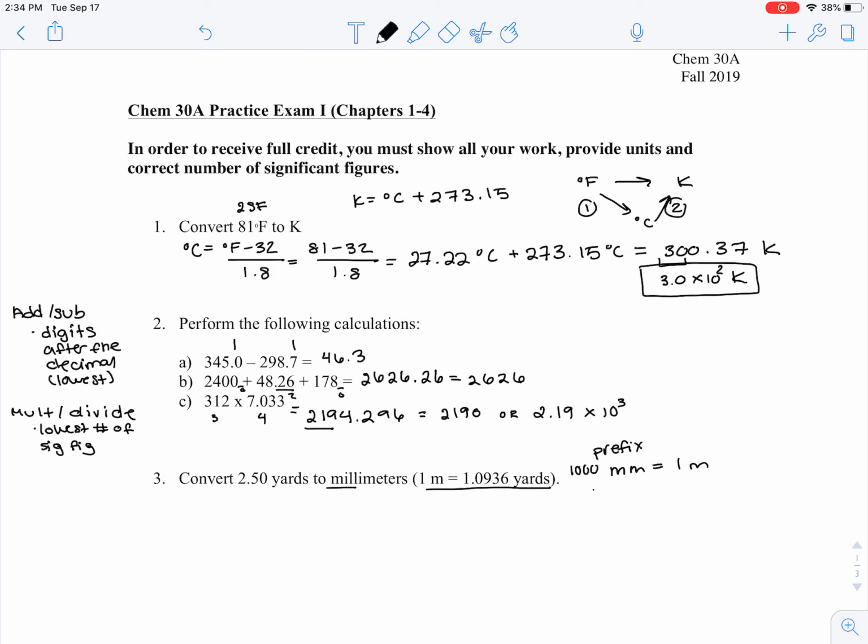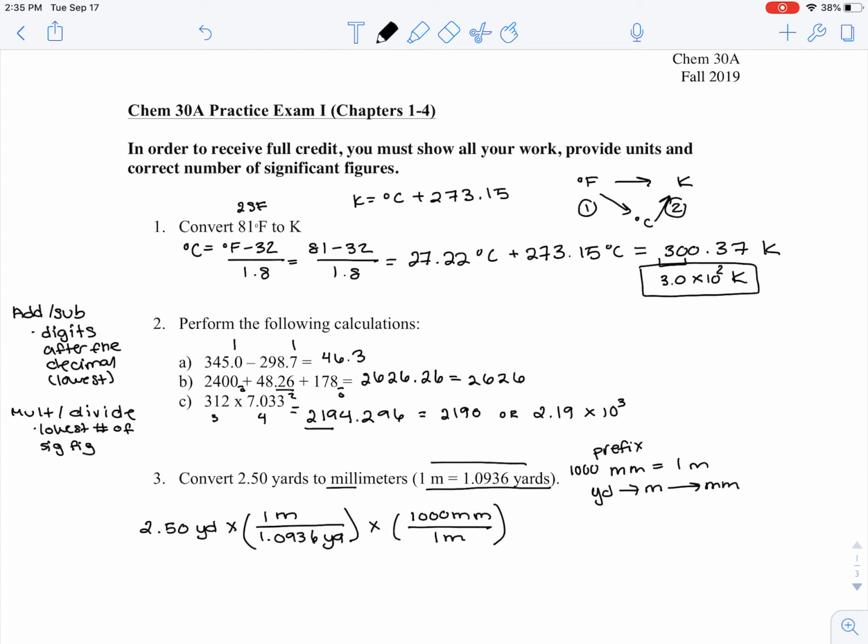So you want yards, and you're given the conversion to go to meters, and now you just found your conversion to go to millimeters. So you start with your 2.50 yards times your conversion given here. Since you want meters, that goes on the top, and then you put your 1.0936 yards on the bottom, times 1,000 millimeters divided by 1 meter. Always double check. Yards cancel, meters cancel.